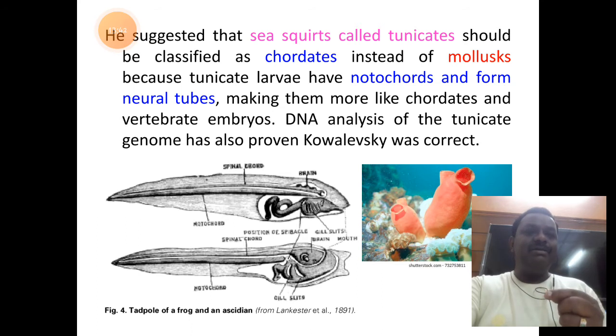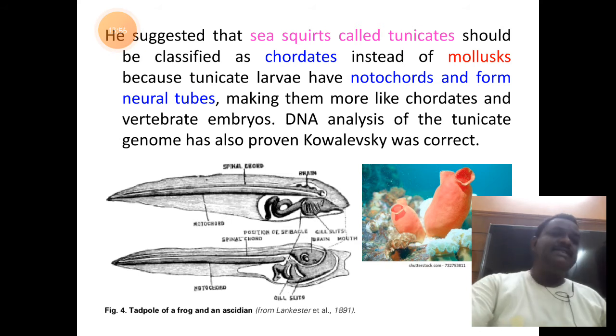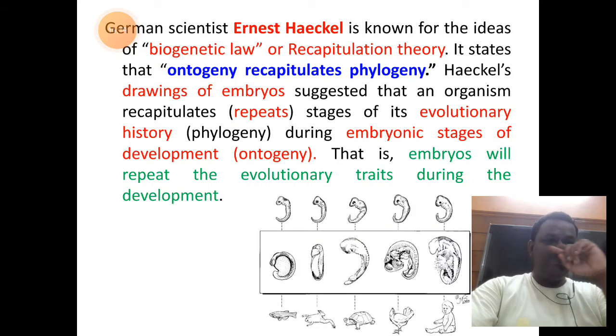So at present we follow this, and the position of tunicates is seen under chordates. Also, the present DNA analysis of these tunicates has shown that the concept given by Kowalevsky was correct. Down is a picture where you can find the tadpole larva of Ascidia and the adult organism of Ascidia, nothing but the sea squirt there, okay?